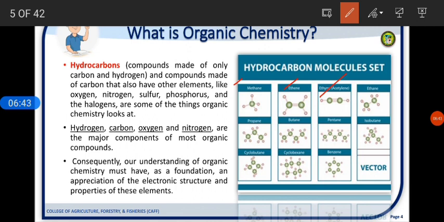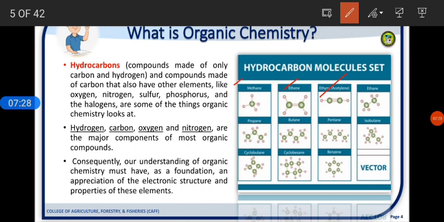For the ethene, it contains the double bond. So that is why it belongs to the alkene group. And look at the ethyne. Ethyne contains a triple bond, and that is why it belongs to the alkyne group. Therefore, alkane groups are hydrocarbons containing only single bonds, while the alkene group are the hydrocarbons that contain double bonds. And lastly, the alkyne groups are the hydrocarbons that contain triple bonds.